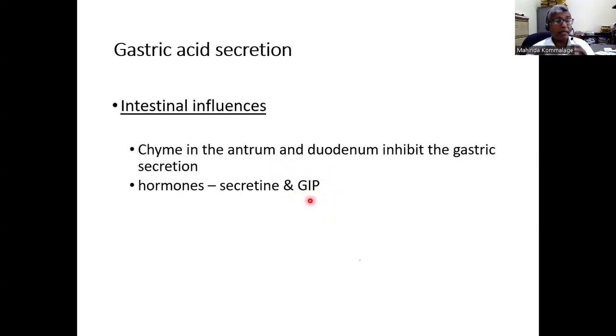This gastric emptying, we can actually inhibit it. So this is the inhibitory hormone, secretin and GIP inhibit the gastric secretion and gastric emptying, right? So if we can delay the gastric emptying, we can prevent increased blood sugar level.